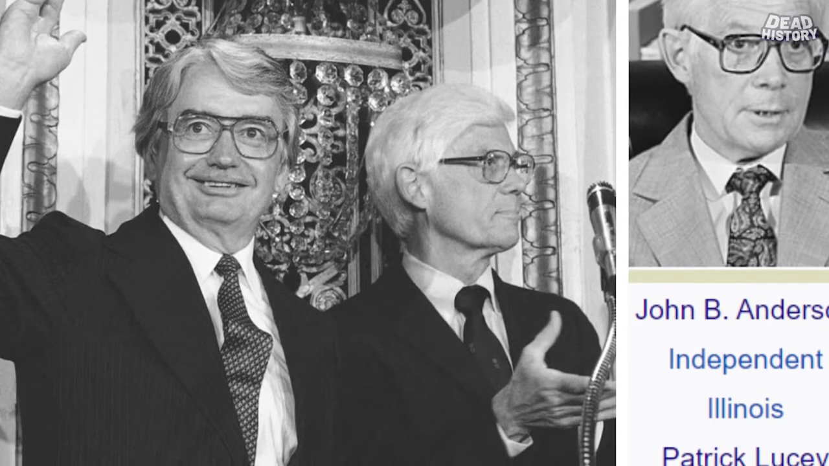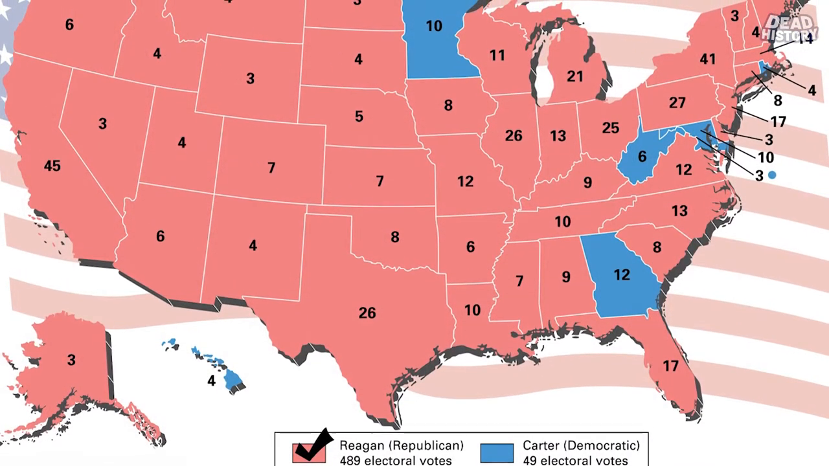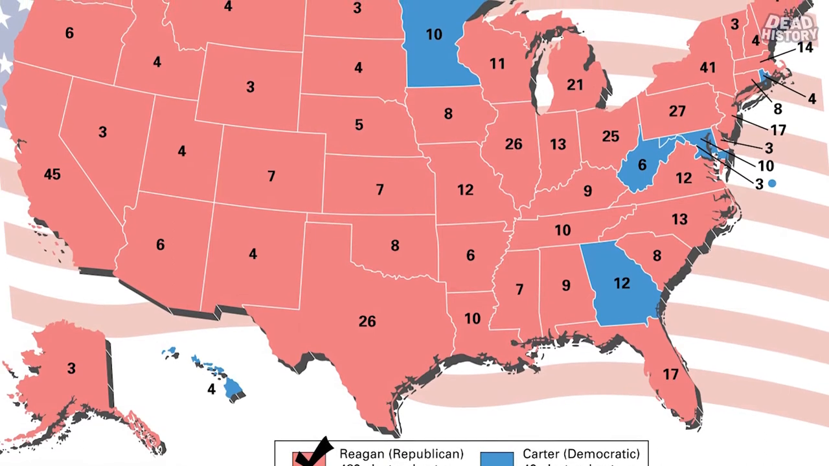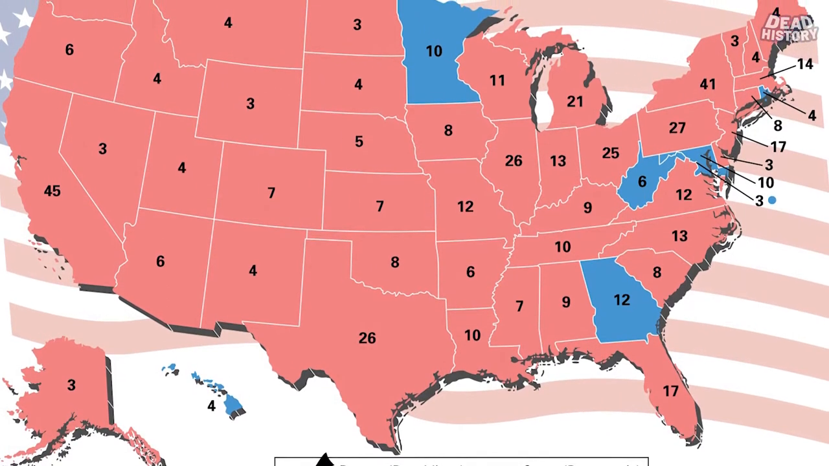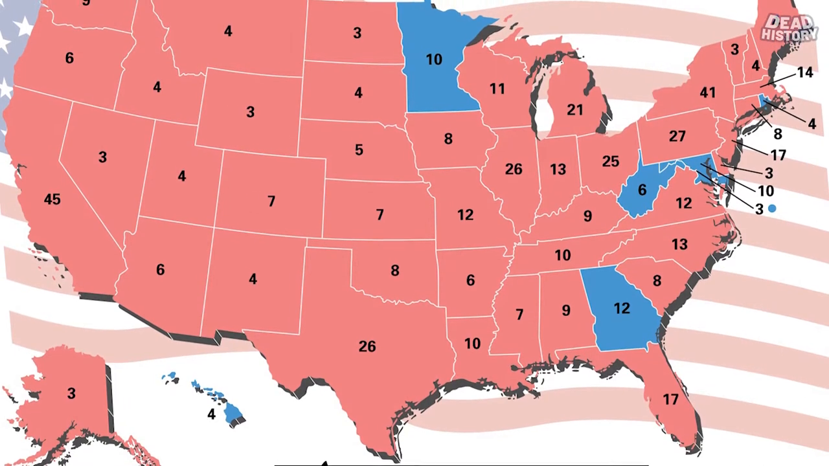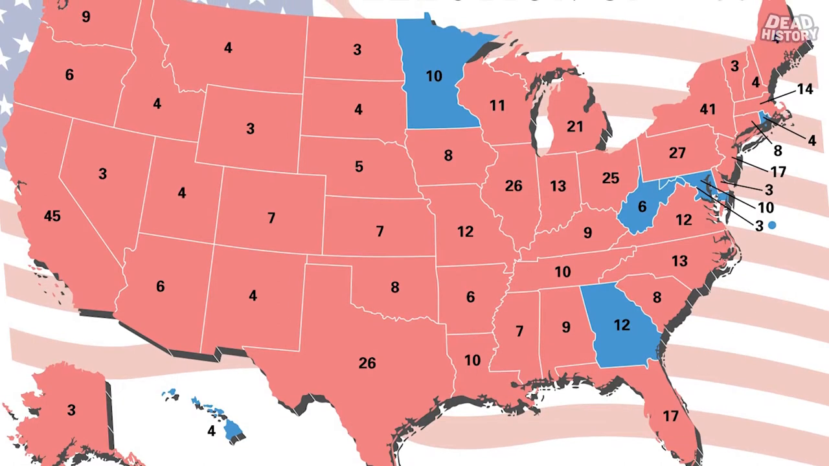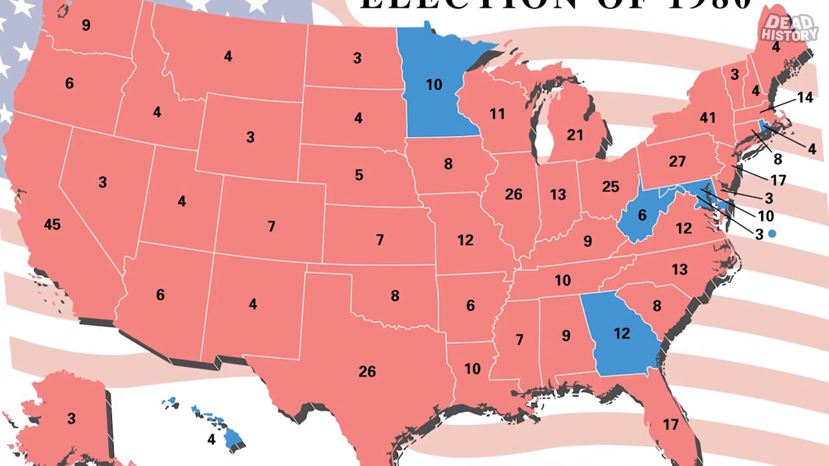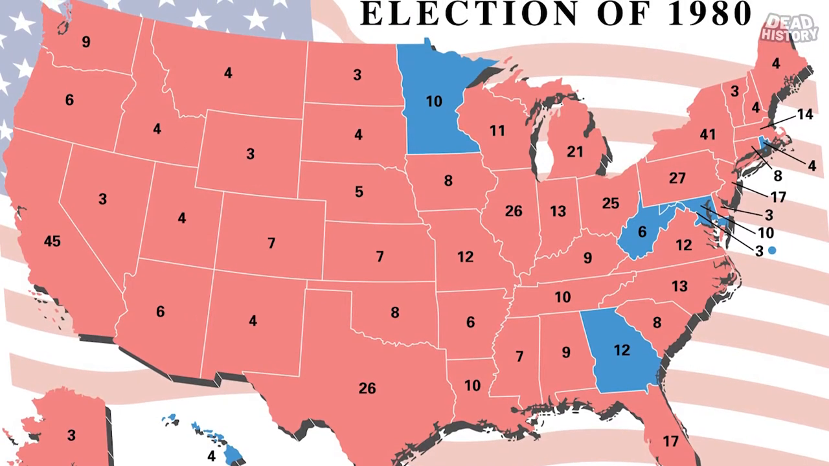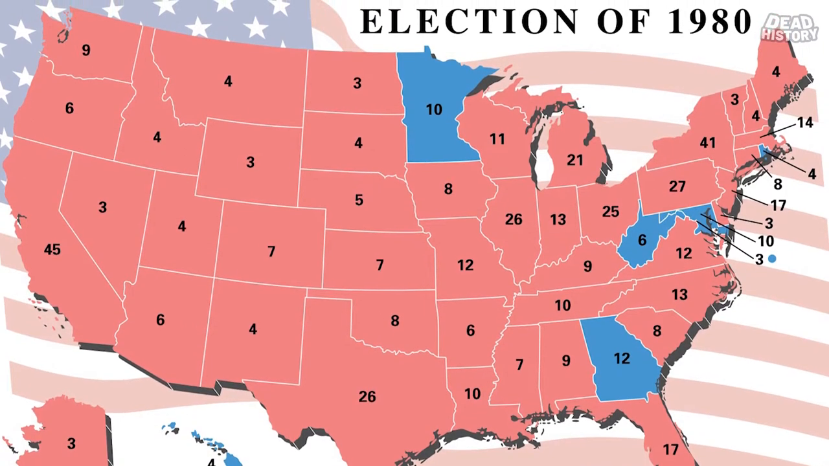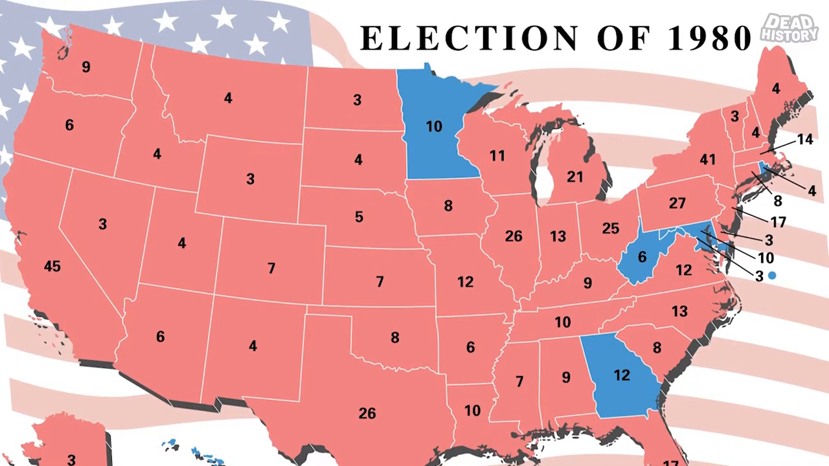There was an independent candidate. His name was John B. Anderson from Illinois. His running mate was a man by the name of Patrick Lucy. Now, this was a landslide victory for Reagan. The electoral vote was 489 for Reagan, 49 for Carter, and 0 for John B. Anderson. The states carried was 44 states for Reagan, only 6 plus Washington, D.C.